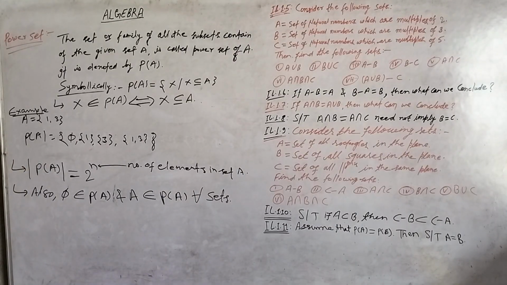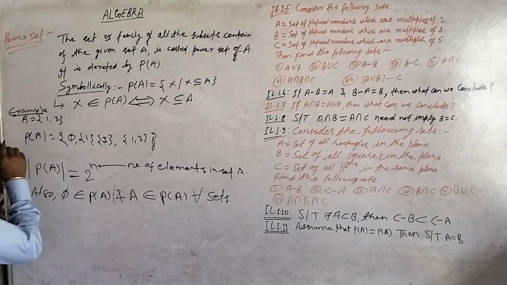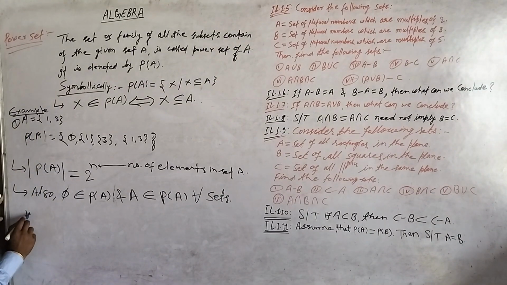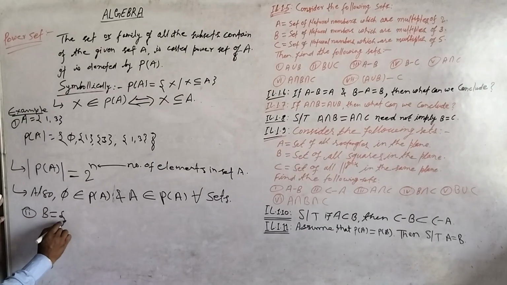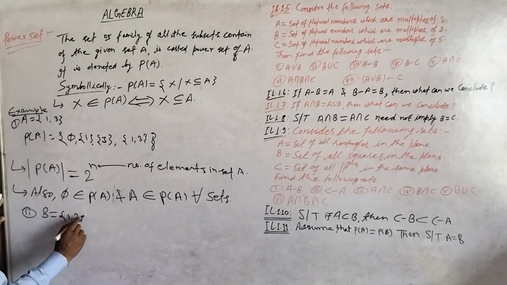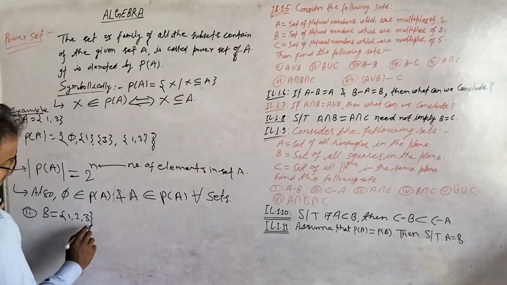One more example. Yes, first example and second example we see. We can take a set B, with elements 1, 2 and 3.